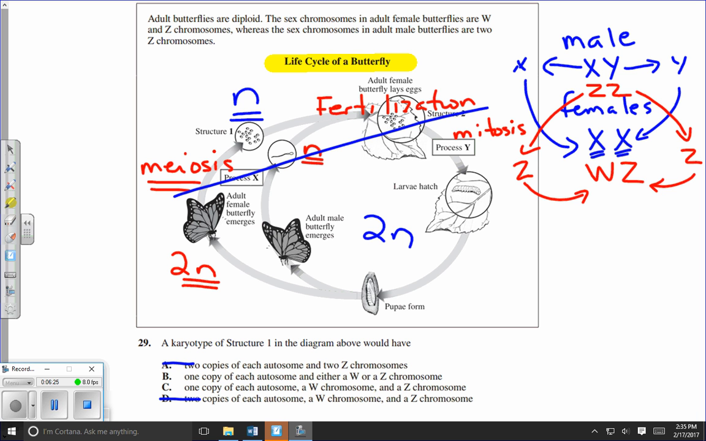And are we going to get a W or a Z, or are we going to get one copy of each autosome, a W chromosome, and a Z chromosome? Well, the female is WZ, which means she could contribute either a W or a Z, but she's not going to contribute both into the same gamete, not both into the same egg. So in this case, we can be pretty confident here that one copy of each autosome is going to be there because it's a haploid cell, and either that structure 1 is going to get a W or it's going to get a Z. Therefore, I'm going to take answer B.